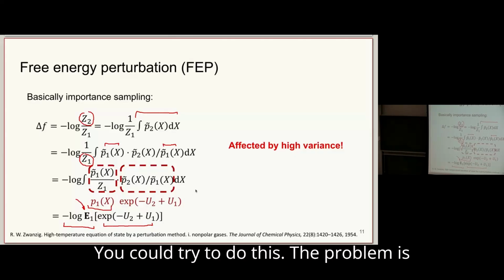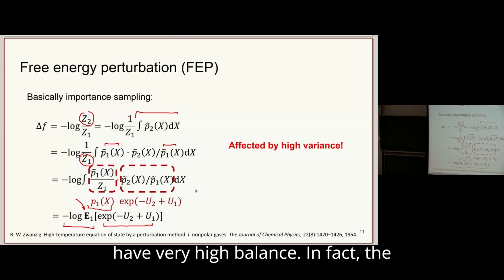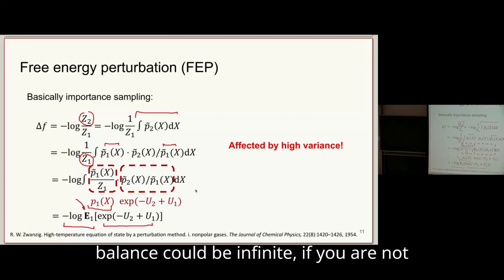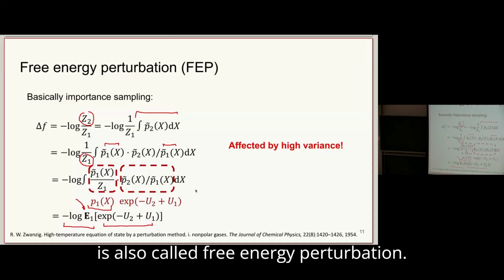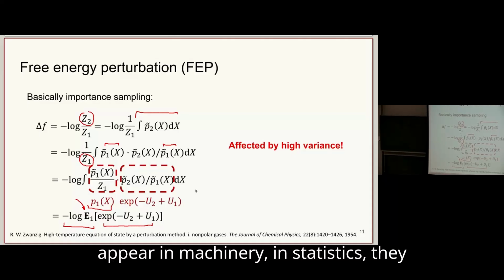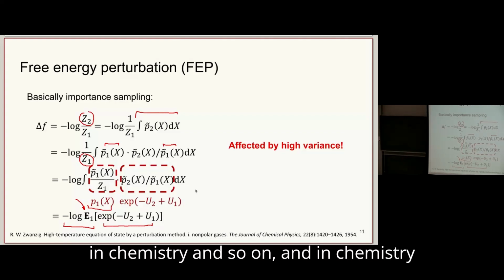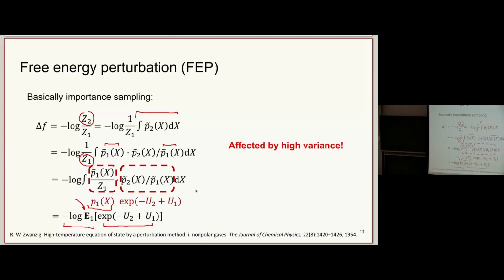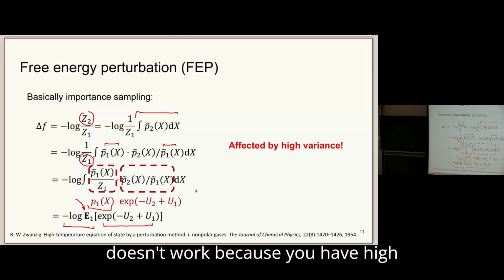You could try to do this. The problem is that importance sampling, as I said, can have very high variance. In fact, the variance could be infinite if you are not careful. So this method is also called free energy perturbation. These are the same methods. They appear in machine learning and statistics, and they appear also in chemistry and so on. In chemistry, they use the name free energy perturbation, but it's just importance sampling. So this doesn't work because you have high variance.